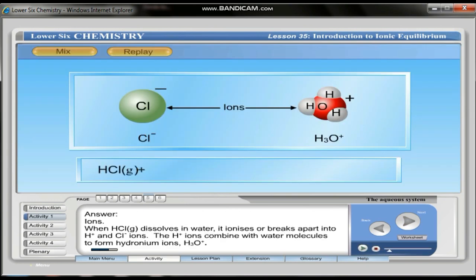Answer: ions. When hydrogen chloride gas dissolves in water, it ionizes or breaks apart into H+ and Cl- ions. The H+ ions combine with water molecules to form hydronium ions, H3O+.